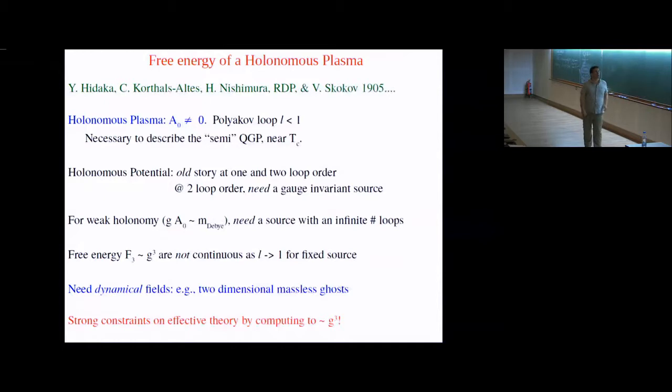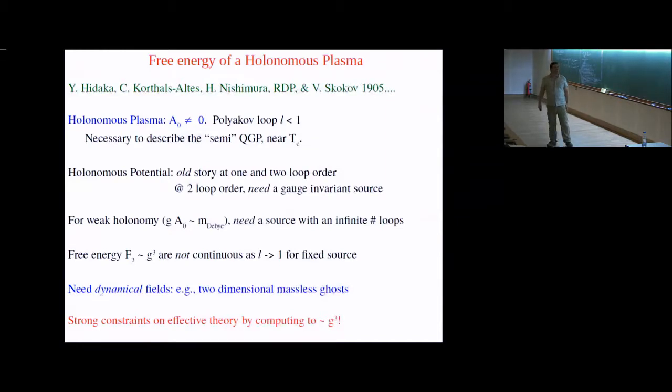So, I'd like to introduce the term of a holonomous plasma. Holonomous just means that you have non-trivial holonomy. The thermal Wilson loop has non-trivial eigenvalues, so the Polyakov loop is less than 1. This is necessary to describe the transition region near the critical temperature.